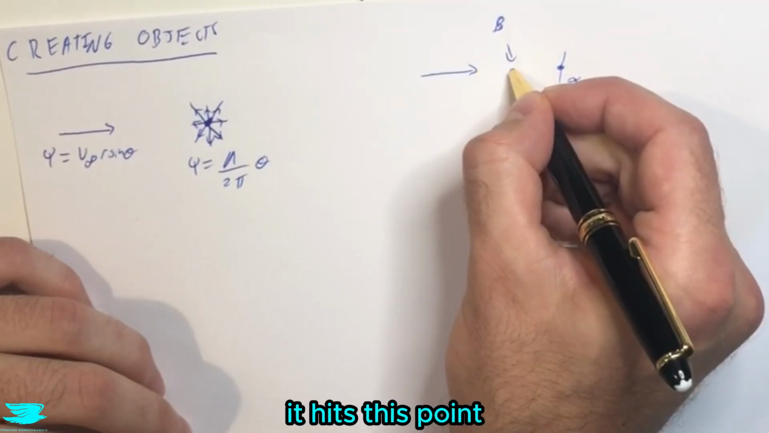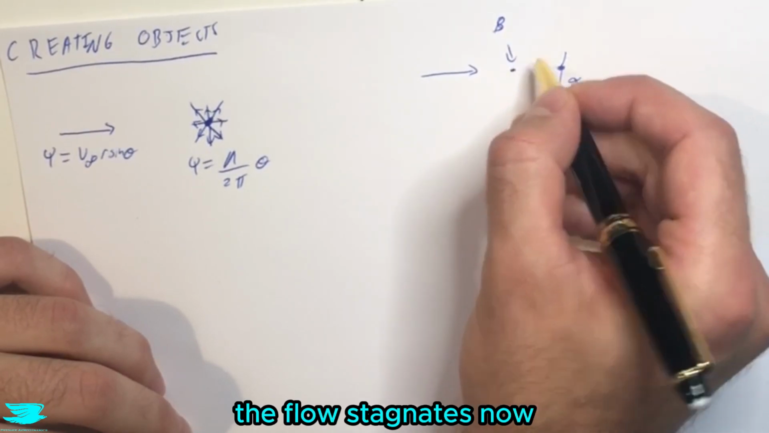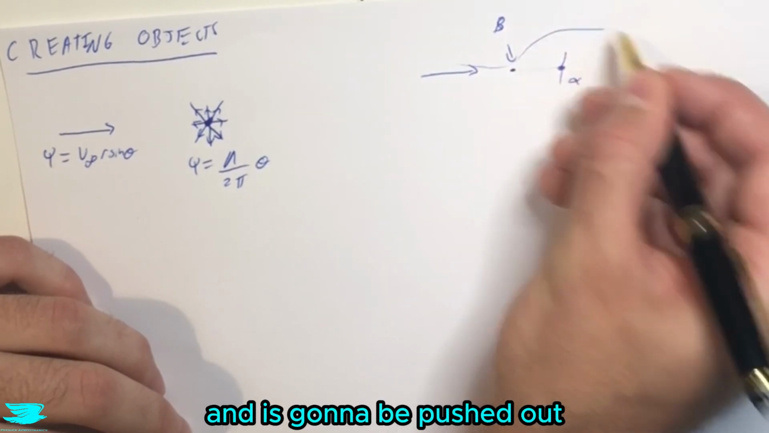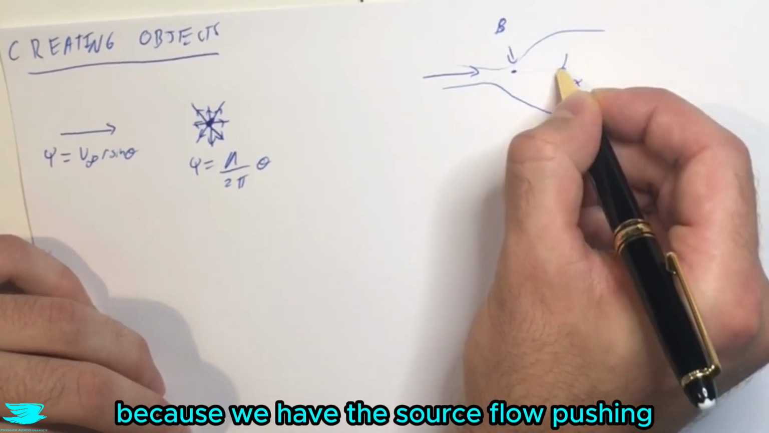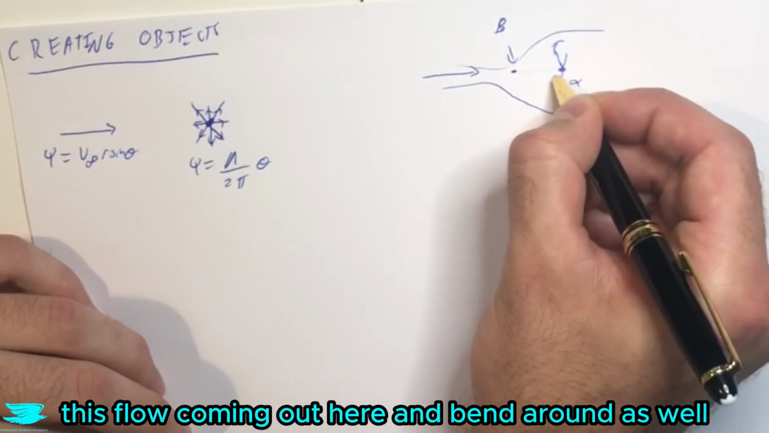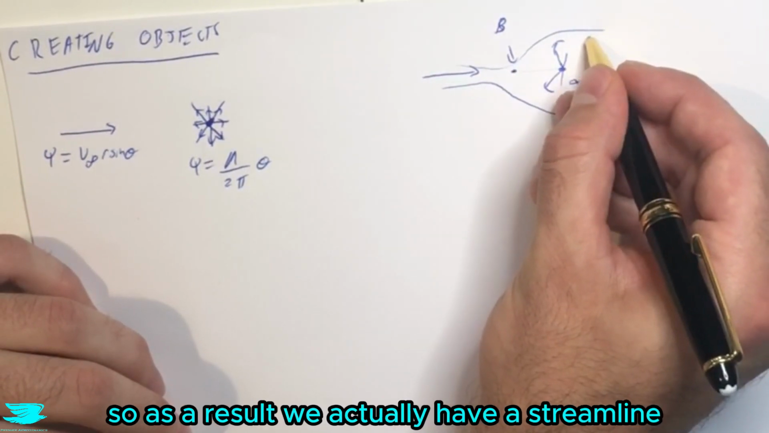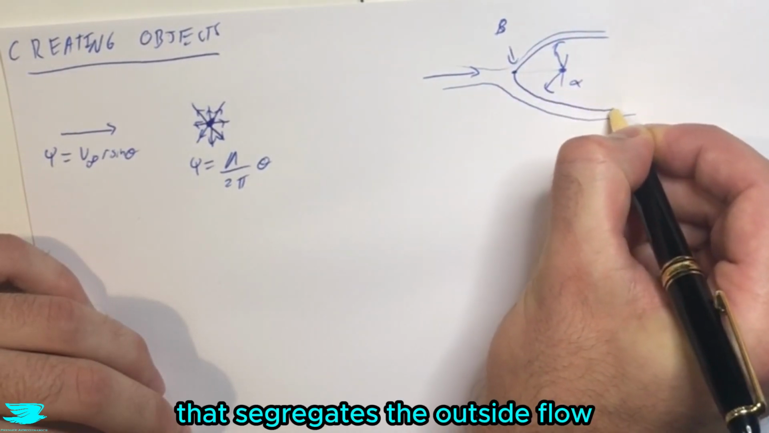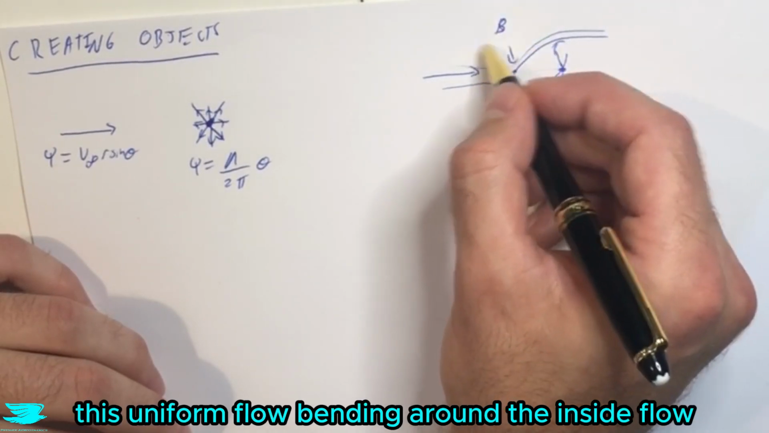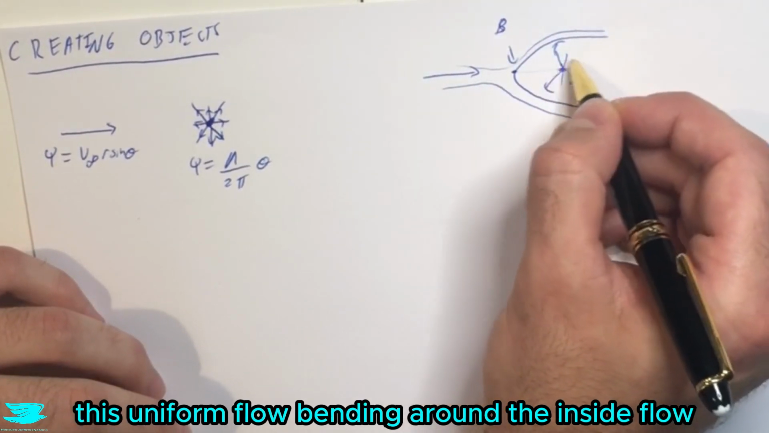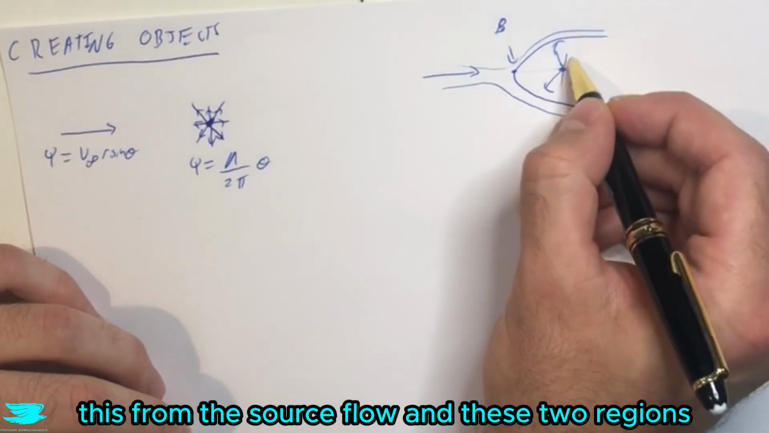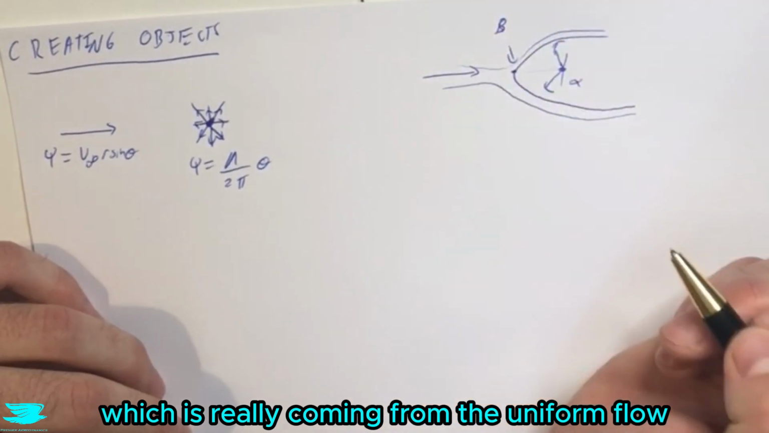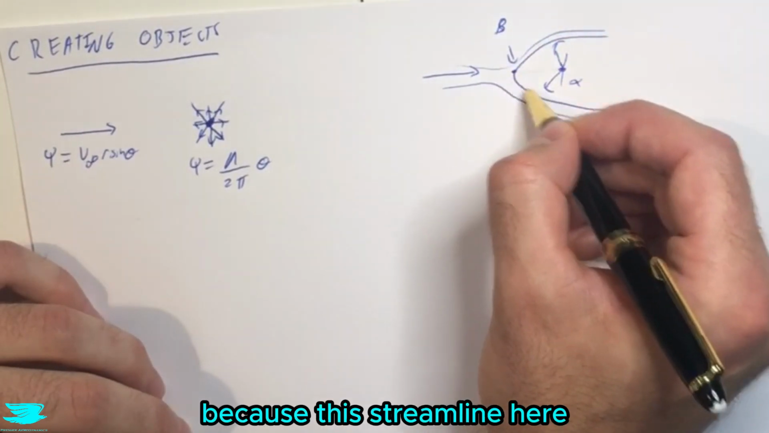As the flow comes along here, it hits this point, the flow comes along here, hits this point, the flow stagnates. Now, the flow in the free stream, the uniform flow, is going to come around and be pushed out because we have the source flow pushing out here, and it'll bend around as well. As a result, we have a streamline going through this stagnation point that segregates the outside flow, this uniform flow, bending around the inside flow, from the source flow. These two regions, the inside part, which is all coming from the source, and the outside part, which is coming from the uniform flow, cannot mix because this streamline is segregating the two.